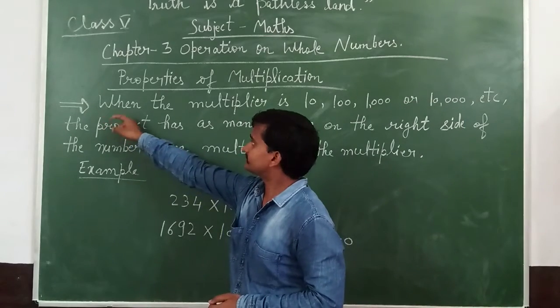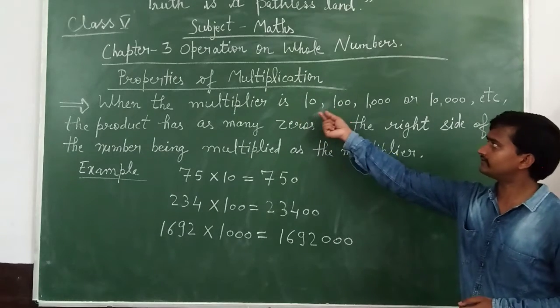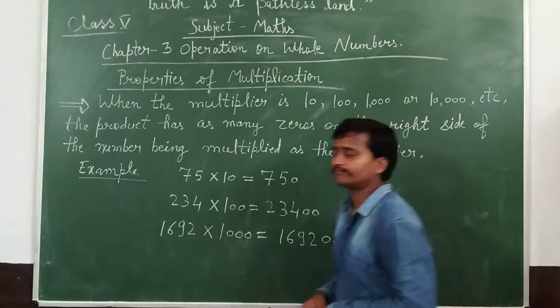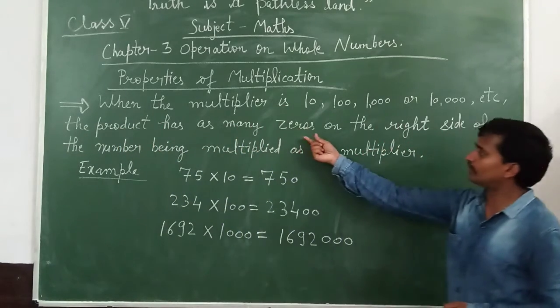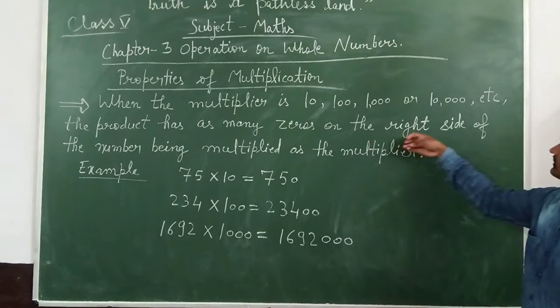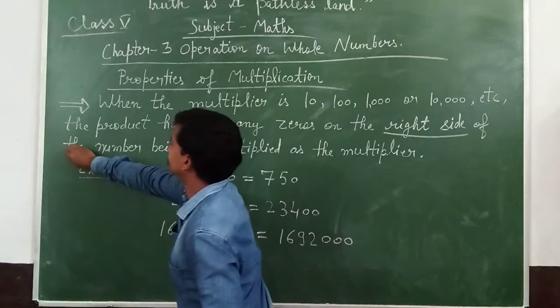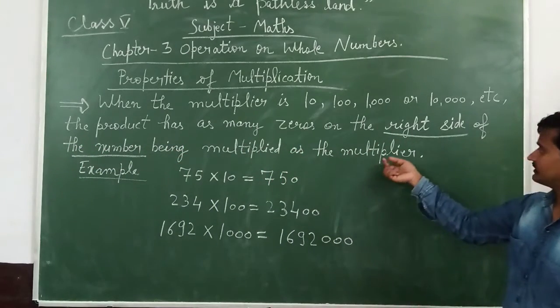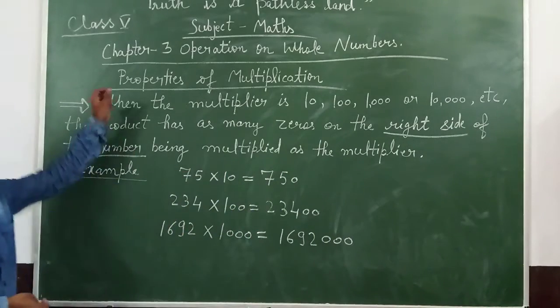The next property is when the multiplier is 10, 100, 1000 or 10,000 etc. The product has as many zeros on the right side of the number being multiplied as the multiplier. Let us see the example.